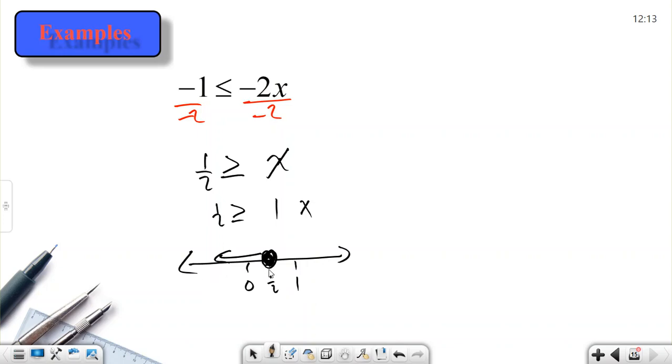All the numbers on the left side of 1 over 2 are correct for this inequality, and 1 over 2 is included. This is the end of the video.